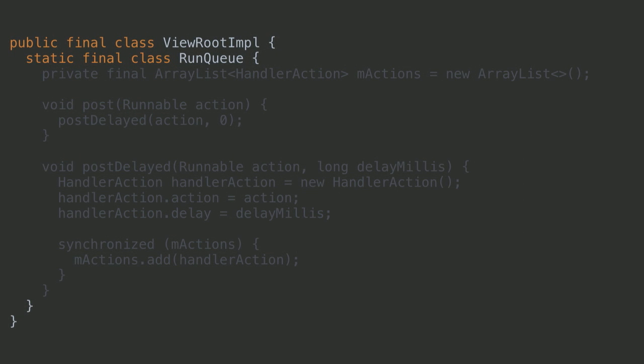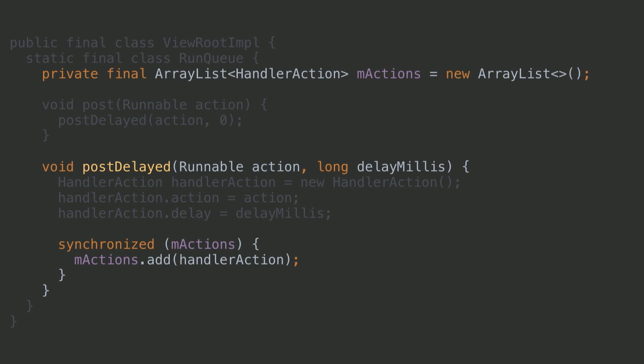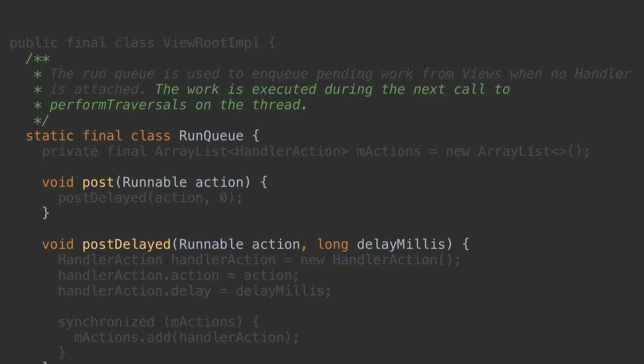It's an inner class of ViewRootImpl, and it has a couple of interesting methods. One of them is postDelayed. You pass it a runnable, it wraps it, and then puts that in an array list that is stored in the run queue. There's also a post method that just posts with a delay of 0. The question is, OK, we're putting into a queue, when are we dequeuing? The Javadoc says that the work is executed during the next call to performTraversals on the thread.